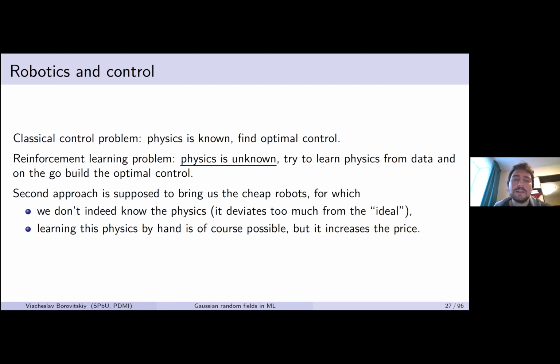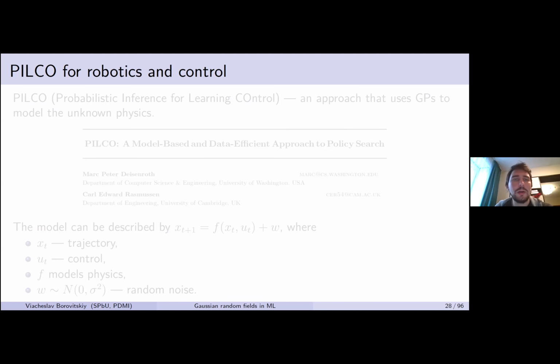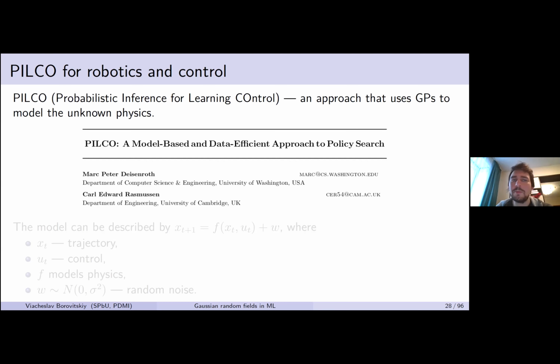Second is that we cannot learn this physics by hand for every manufactured robot because, well, it increases its price. And if we want cheap robots, we will have to solve this problem of learning physics on the way. Yeah, so this is a very important and inspiring problem and setting. And as it turns out, Gaussian processes help here as well. So I will present this simple approach, which is called PILCO, probabilistic inference for learning control. This is an approach that uses Gaussian processes to model the unknown physics and then to guide decisions.